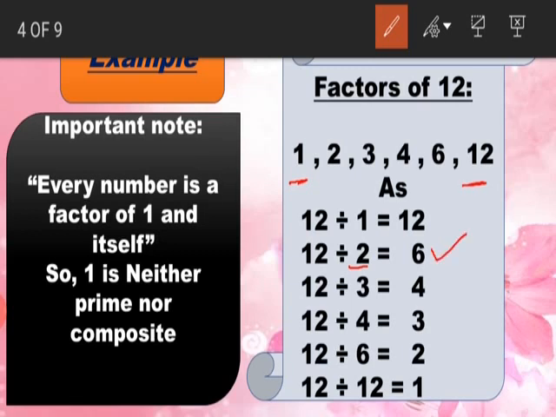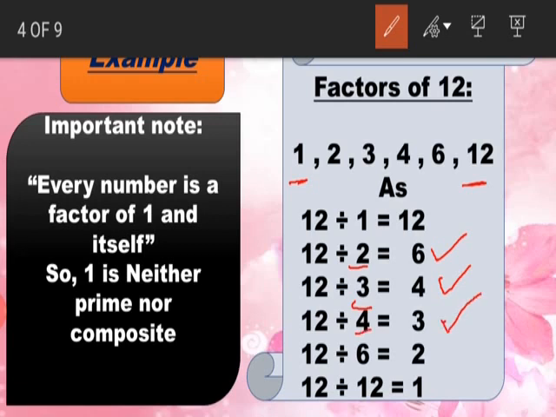Now after 2 we have 3. Number 3. We have to look at whether 12 is a multiple of 3. Yes, 12 is a multiple of 3. 3 4s are 12. So we can say that 3 is a factor of 12. After 3 we have 4. Number 4. Is 12 a multiple of 4? Yes, 12 is a multiple of 4. 4 3s are 12. So 4 is a factor of 12, we can say.